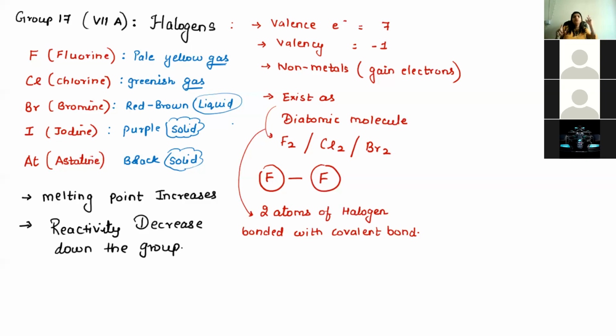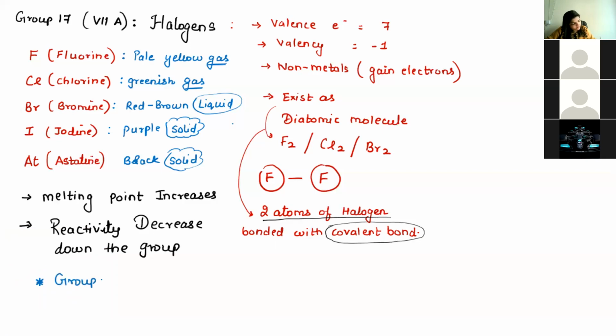So that's why I told you group 1 and group 17 go opposite. In group 1, when you go down, reactivity will increase, and for group 17, reactivity will decrease. They exist as diatomic molecules, so between two atoms of halogen there is always a covalent bond.